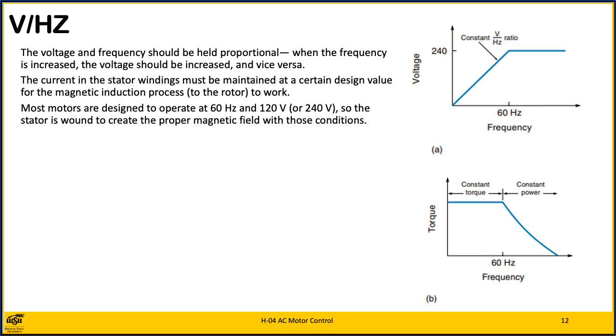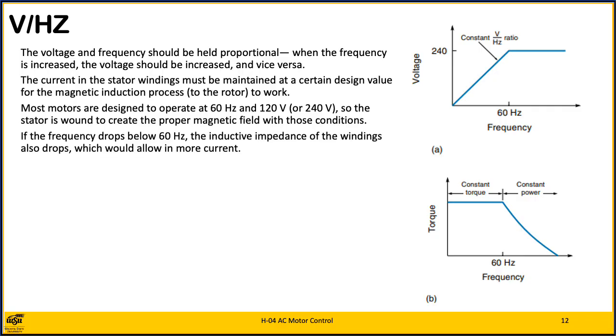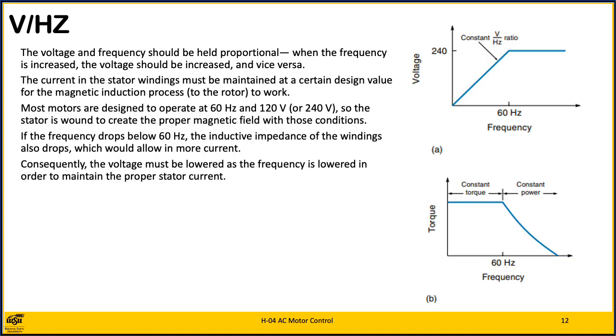Most motors are designed to operate at 60 Hz and 120 volts or 240 volts, so the stator is wound to create the proper magnetic field with these conditions. If the frequency drops below 60 Hz, the inductive impedance of the windings also drops, which would allow more current in. Consequently, the voltage must be lowered as the frequency is lowered in order to maintain the proper stator current.